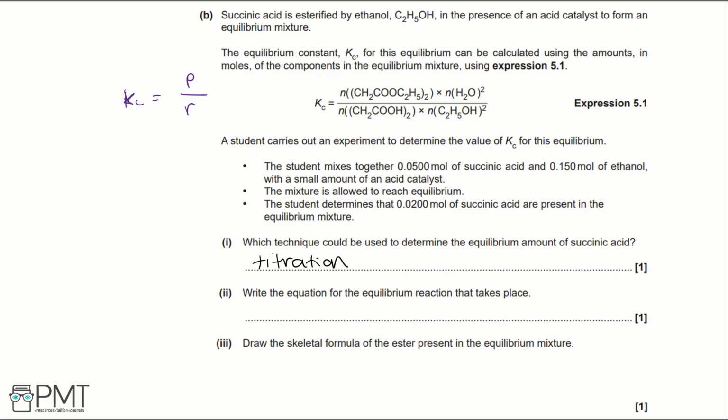So, our reactants would be (CH2COOH)2 plus 2, because it's raised to the power of 2, C2H5OH, and then we need an equilibrium arrow, and then we would produce (CH2COOC2H5)2 and 2H2O.